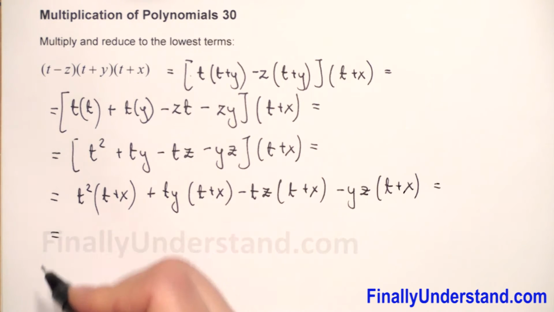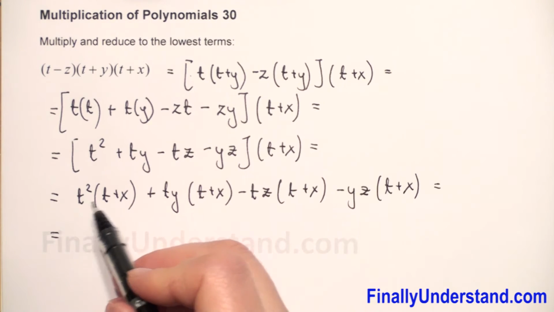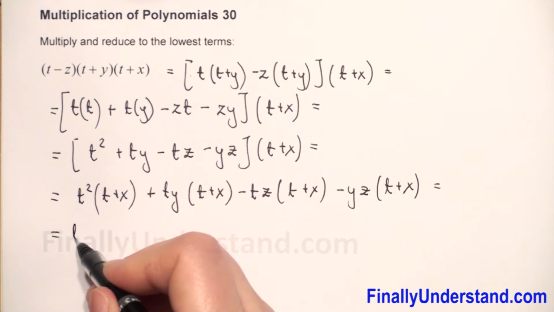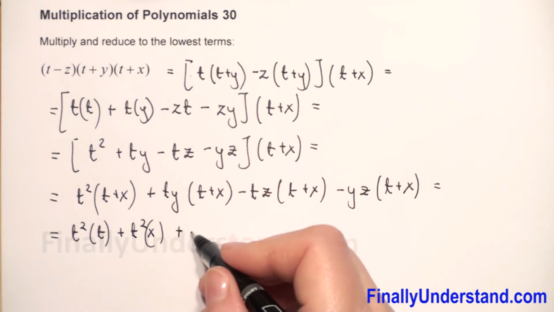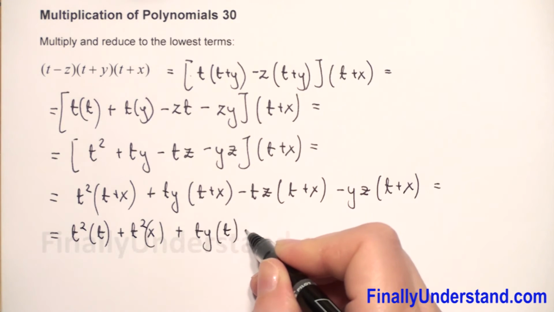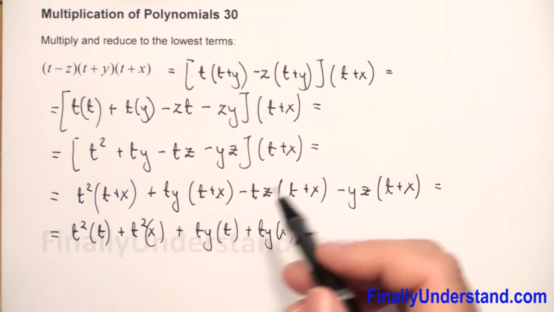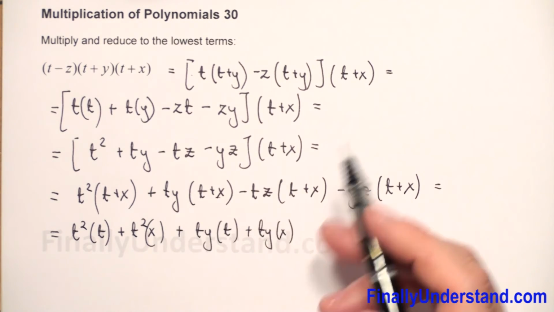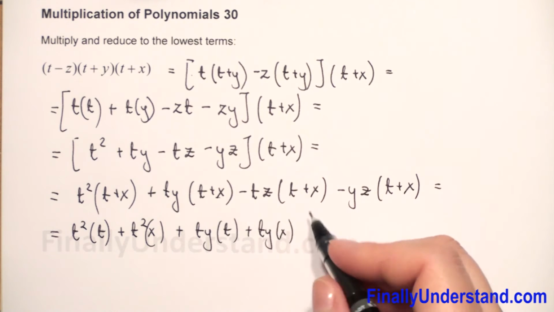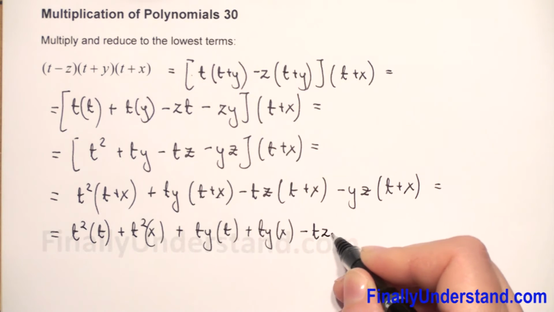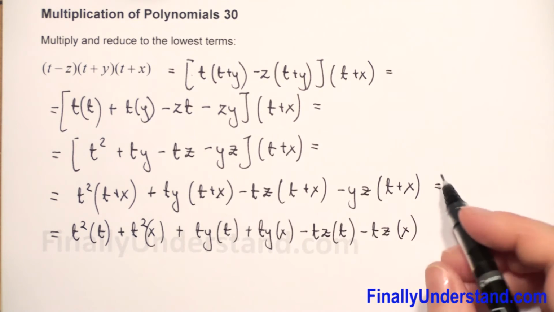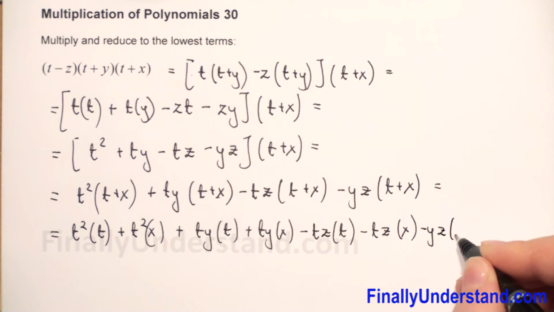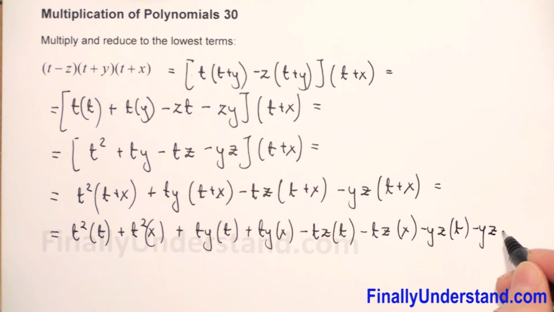So this is equal. Now we have to use again distributive law of multiplication, and first we have to distribute t squared over each term in the polynomial. So we have t squared times t plus t squared times x plus, and next we have ty times t plus ty times x. Every term in the parenthesis by ty we have to multiply. Now every term in the parenthesis by negative tz, so it will be negative tz times t, negative tz times x, and the last term we have negative yz times t and negative yz times x.